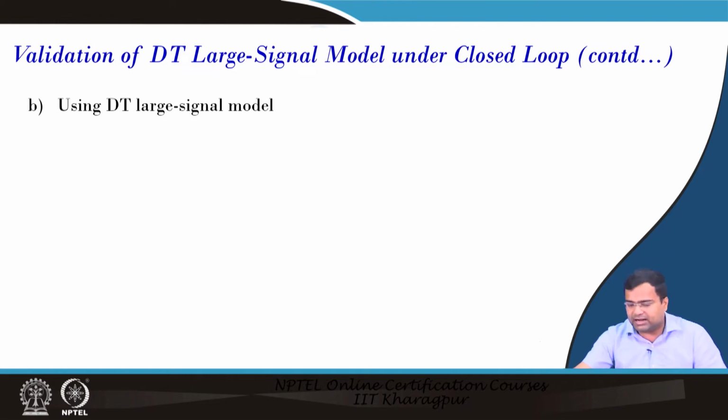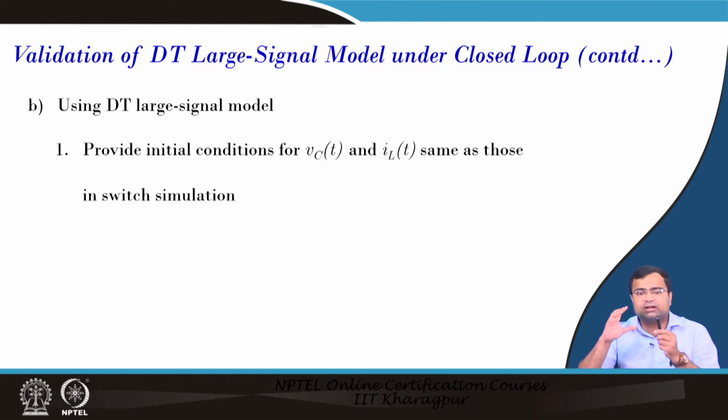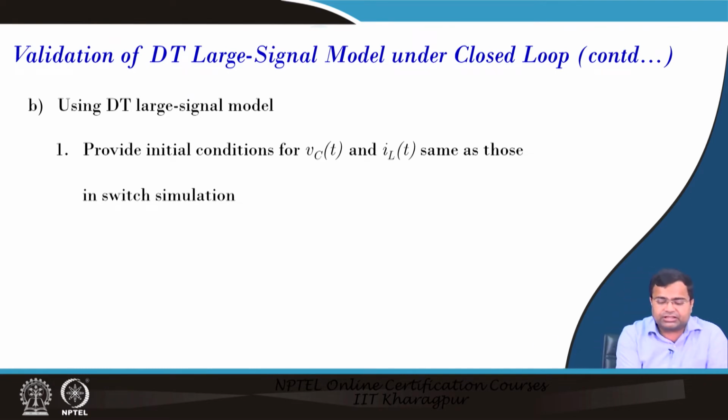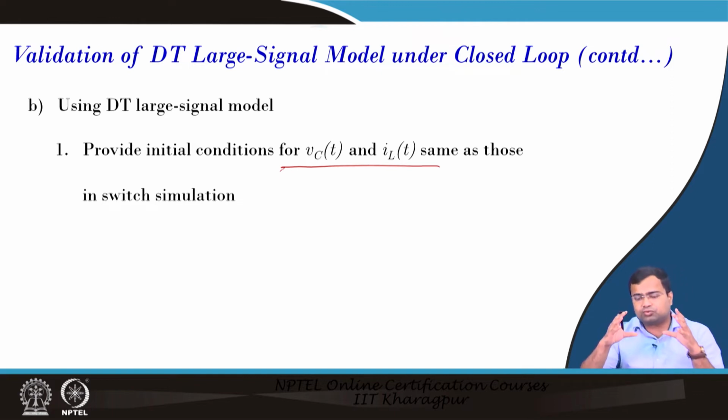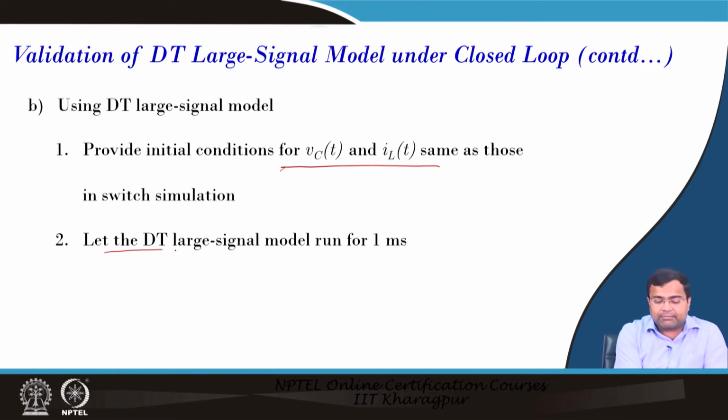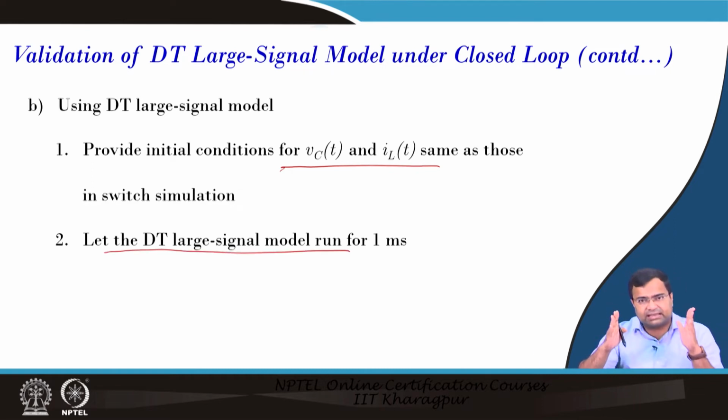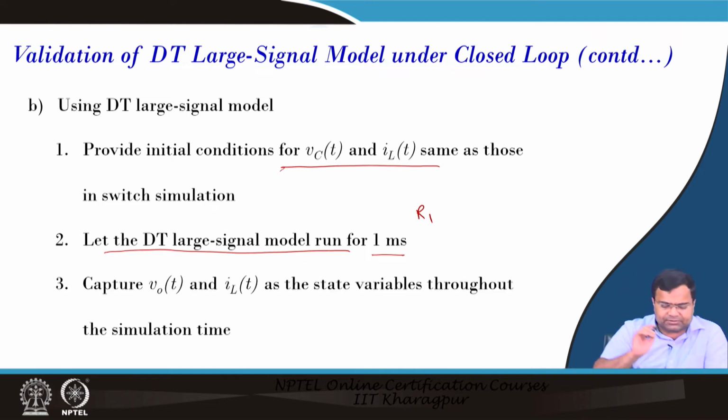Then we will use the discrete time large signal model, and we will provide the initial conditions for Vc and IL the same as in the switch simulation. The initial condition must match, that means the large signal model should take the same initial condition as the switch simulation. Then we will run the discrete time large signal model for the first 1 millisecond. You can also change this; it is not necessary that it be 1 millisecond, you can take a shorter or longer duration, but initially we should take R1 resistance. Then when there is a load transient, you change to R2 resistance and run for some more time. Then we will capture all the variables.